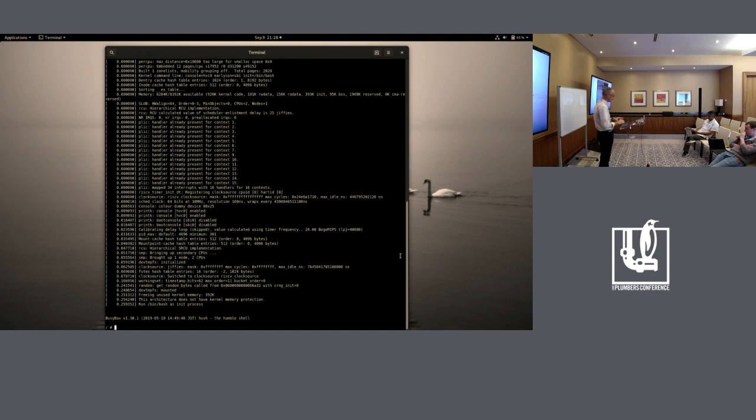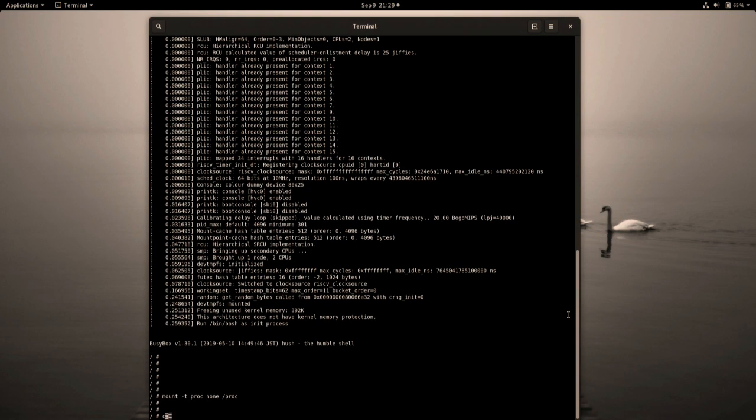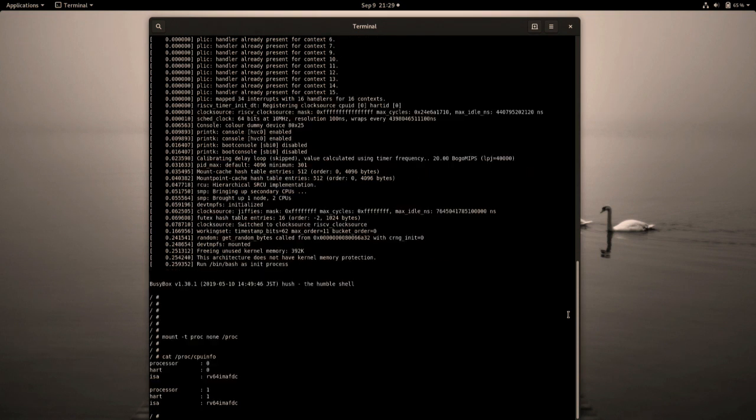Here we go. So we have Linux booted. This thing only has 8 megabytes of SRAM, so there's not much left, and I can't even get a proper init process to initialize the thing, because that forks one shell, which is going to fork another shell, and then I run out of memory. So I'm doing it like this, but you can see CPU info. It's running NoMMU Linux.